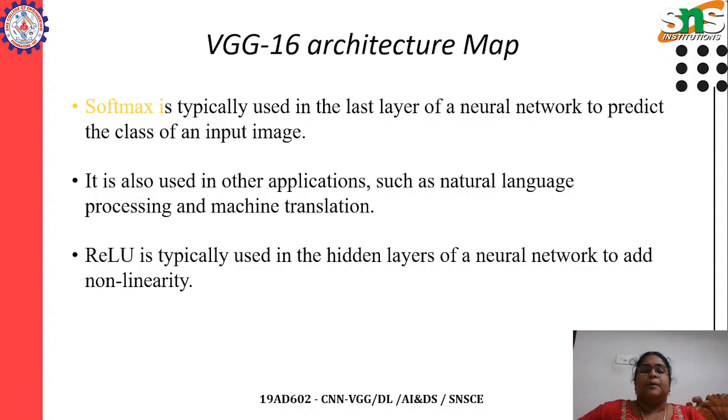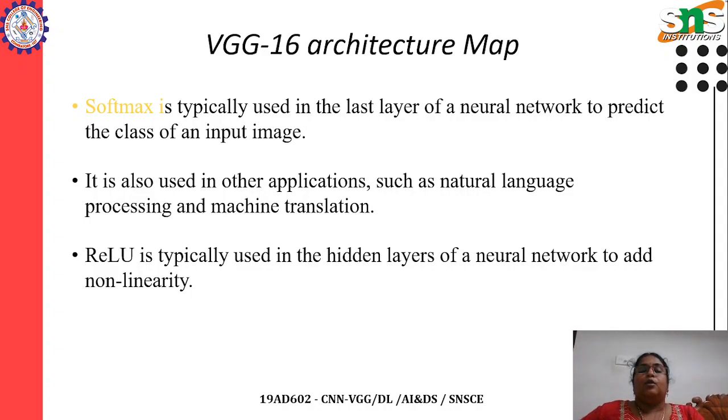Almost the architecture is the same. So the next is softmax. Softmax is typically used in the last layer, like in AlexNet where the last is the fully connected layers. Here, softmax is used in the last layer of the neural network to predict the class of the input image. It is also used in other applications, like NLP, natural language processing, and machine translation.